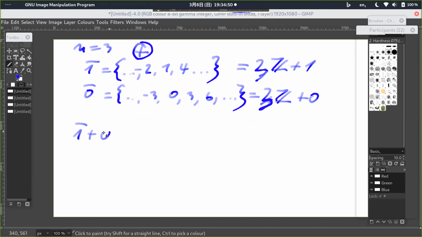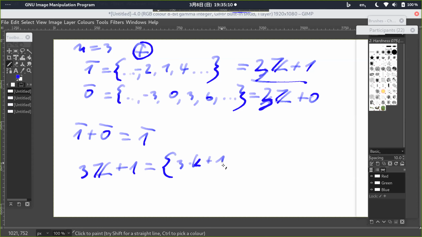So let's work through this example a little bit more. This will be 1, okay? So the official way: when you write something like this, the definition of, for example, 3 times z plus 1 is 3 times k plus 1, where k is an integer. So basically what this means is that you take every integer, multiply every integer by 3, and then add 1 to all those numbers. And that's how you get these numbers here.